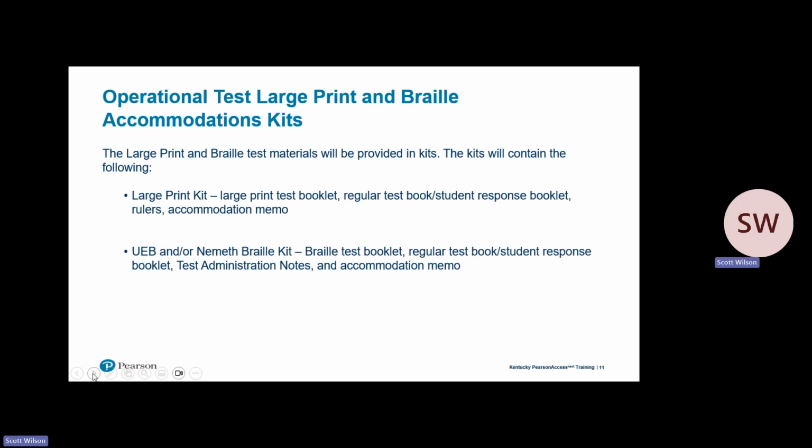For the large print and Braille kits, here's the information that is in each kit. So for large print, you'll have the large print test book, a regular test book, the student response book, rulers, and the accommodation memo. For the UEB or Nemeth Braille kit, you will have the Braille test book, a regular test book, and the student response book, test administration notes, and the accommodation memo.